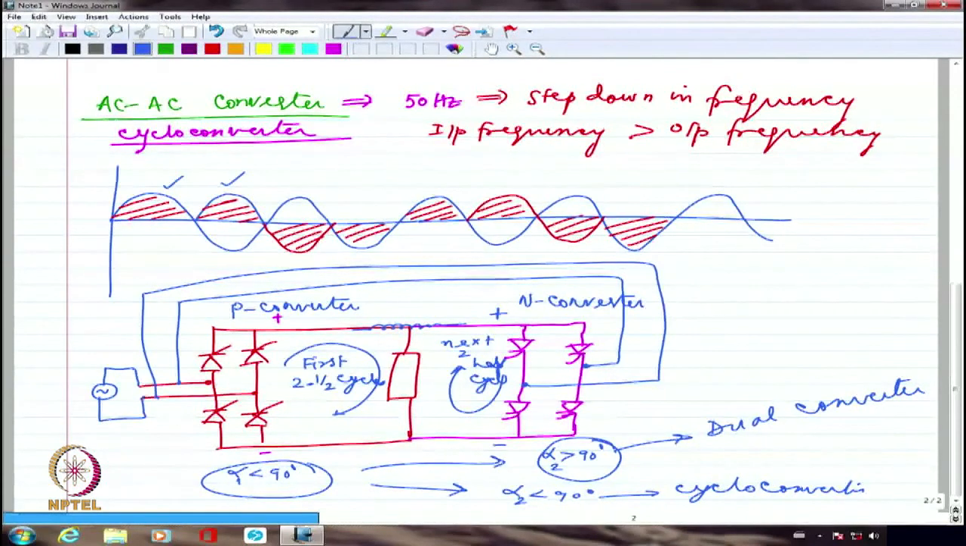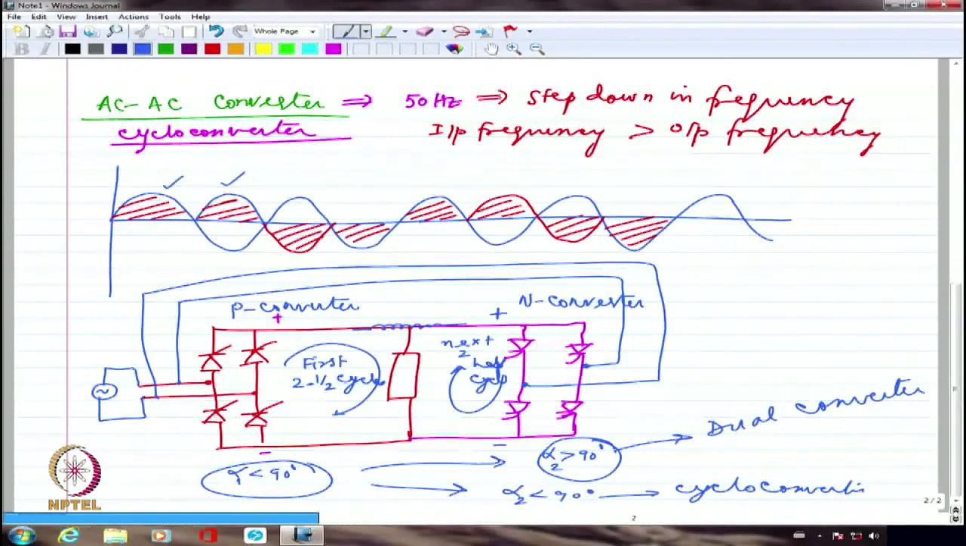So if I want positive half cycle of the output, I have to make use of the P converter. If I want the negative half cycle of the output, I have to make use of the N converter. So distinctly I have two converters which are connected back to back, which are going to work in such a way that one is disjoint with the other. They are mutually exclusive. They are not going to work together. But I have to make sure that the current comes down to 0 before I release the pulses for the next set of devices.